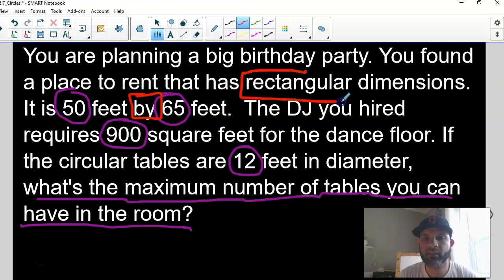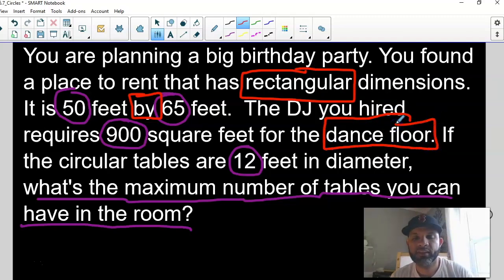Rectangular is also very important. Okay, dance floor is also very important. Now, what does it sound like we're talking about here? Well, if we're talking about the dance floor, we're talking about the space that you're going to need to put tables in. What we're really talking about here is area.